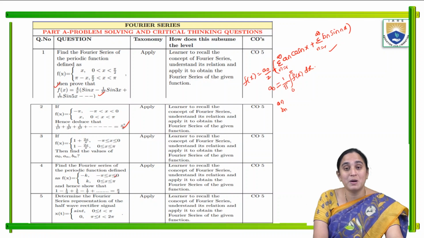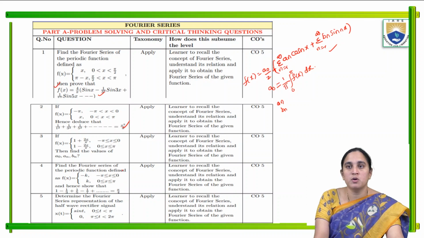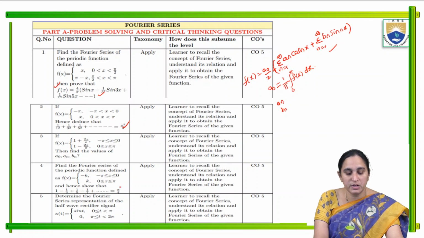Here, observe, this is also a discontinuous function. The first interval is minus pi to 0, where the function is minus k, and for 0 to pi the function is k. For that also the same concept applies. With the same concept we get the series form. From that series we have to assume an x value.